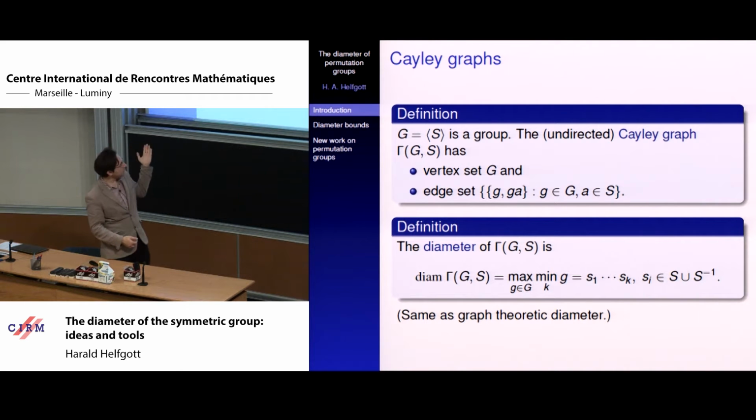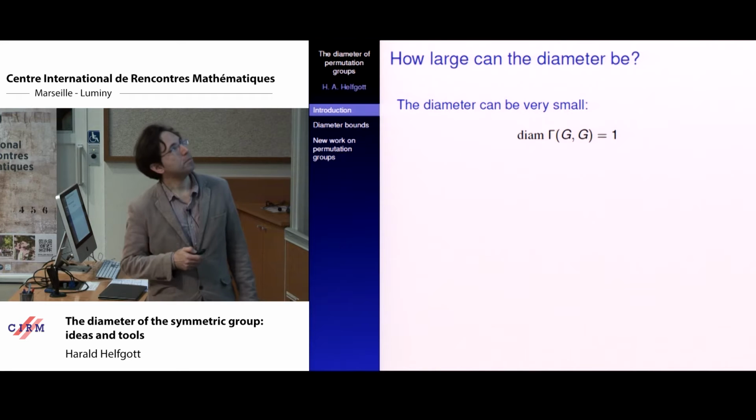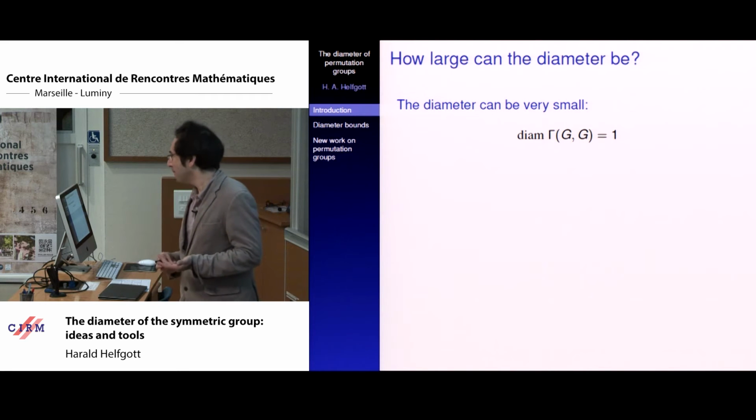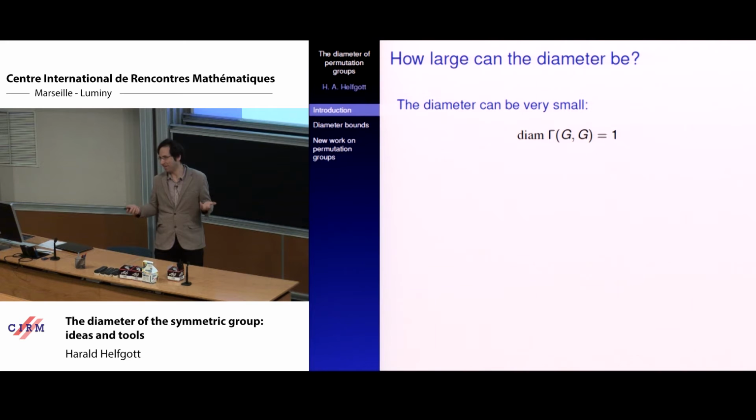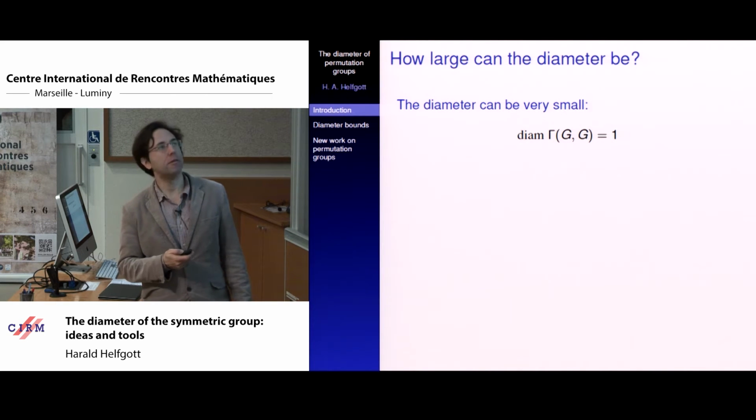The definition for a Cayley graph is the same as the special case of the definition of the diameter for a graph. So in other words, when I'm asking what the diameter of my Cayley graph is, I'm asking how good or how bad is my set of generators. I can express anything in terms of it, but can I express everything as a short word in it or not? So a diameter could be very small. Any group has a set of generators with respect to which its diameter is 1, namely G. It could also be really, really large compared to G for certain kinds of groups.